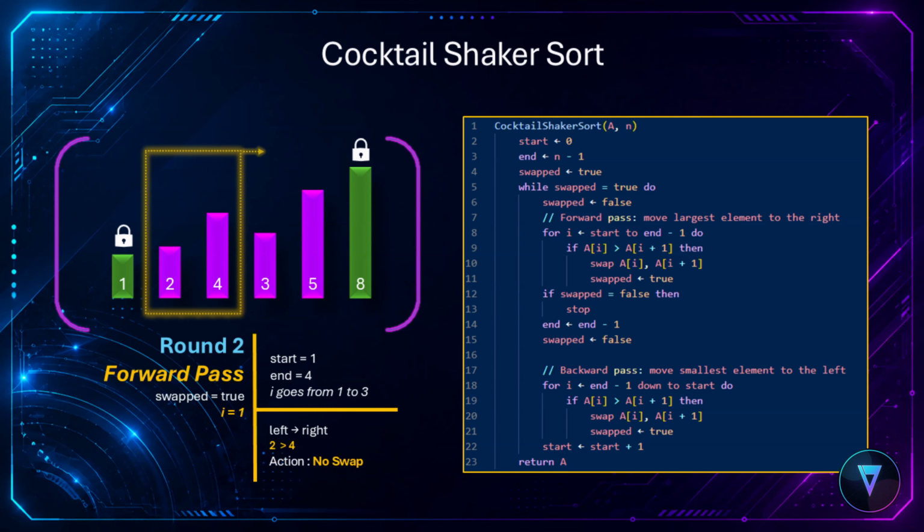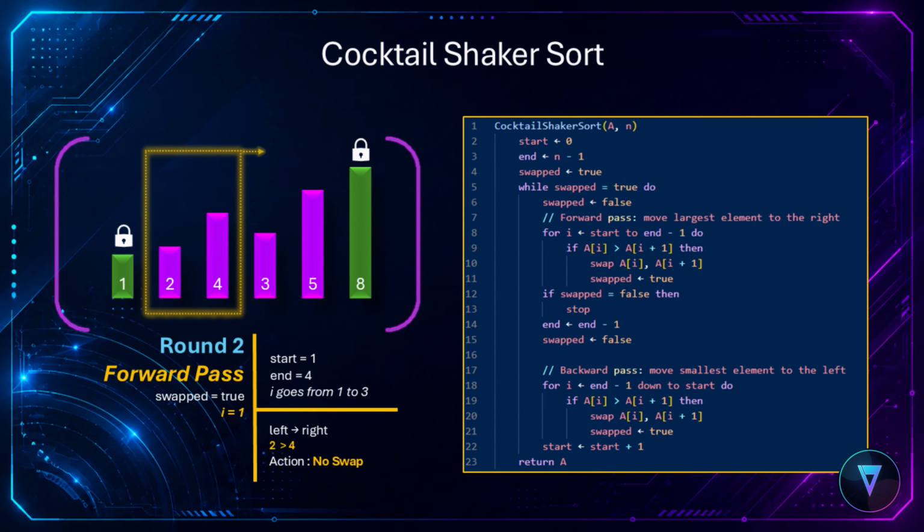The current array is 1, 2, 4, 3, 5, and 8. The current boundaries are start equals 1 and end equals 4. That means index 0 and index 5 are already outside the active search area. Before the forward pass, we reset swapped to false. Now i goes from 1 to 3.